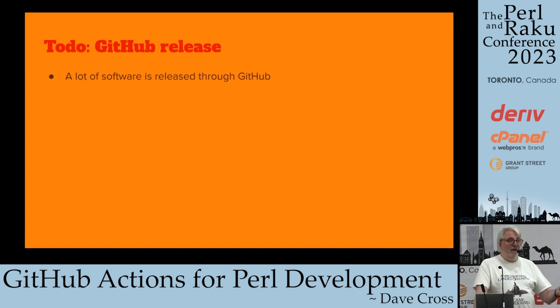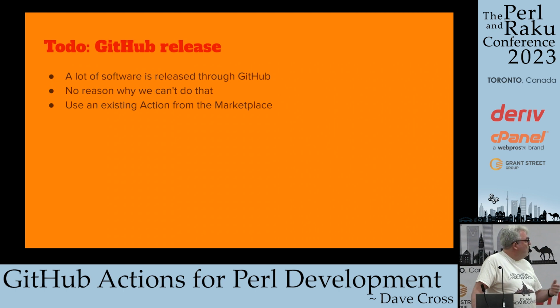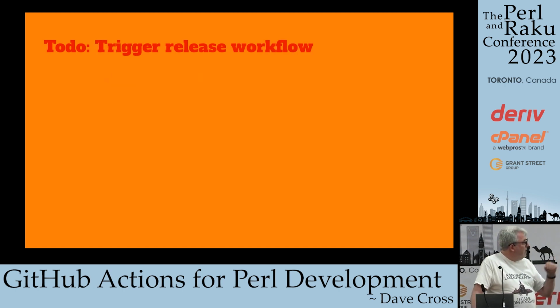The other thing you'll see on GitHub repo pages is that they can do releases, a tarball to download actually from GitHub rather than going to CPAN. So you'll see a lot of languages where people are releasing code through GitHub rather than npm or something like that. So we can do that. We can use an existing action from the marketplace to build a tarball, turn that into an artifact, and then upload it.